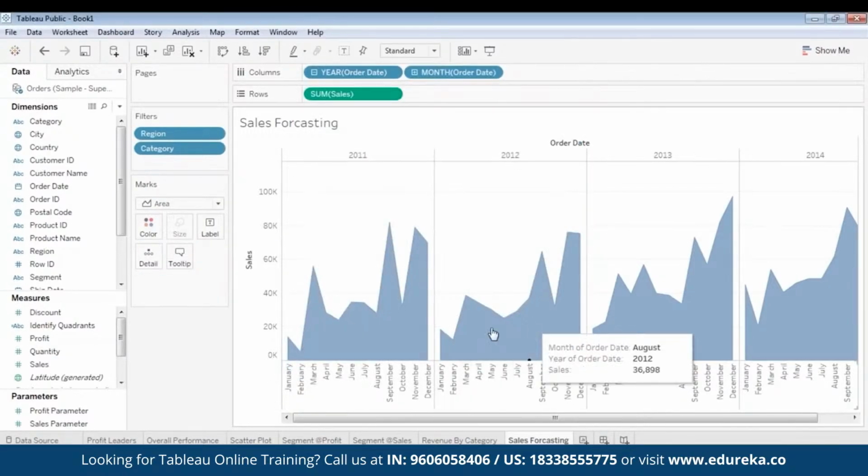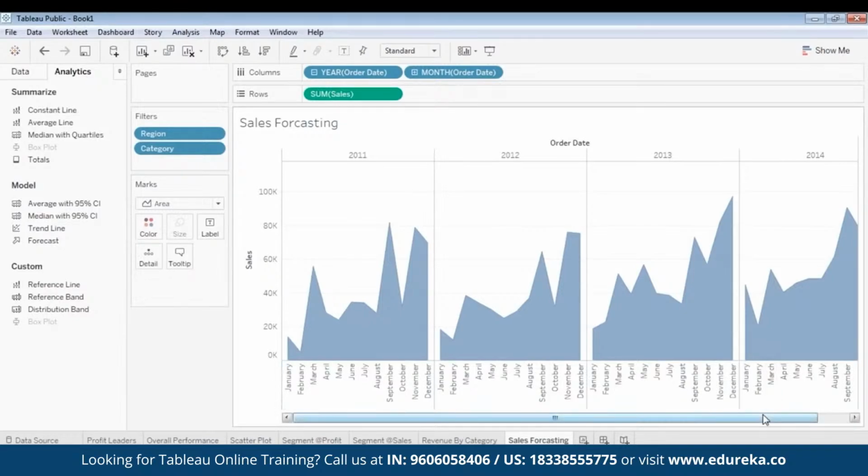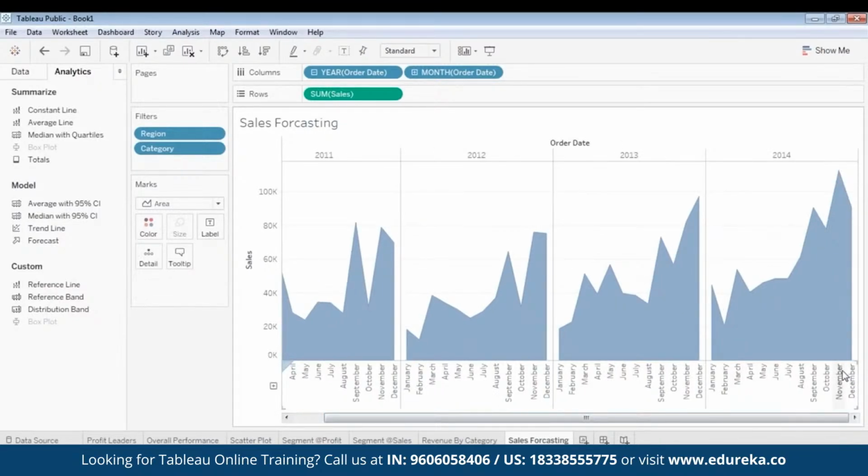Apply. Now the most important thing, go to analytics. Right now you can see the data of 2011, 12, 13, 14. Now you want to forecast for 15, how the next year will be depending on this data. This data is till, I guess, November 2014. So we have the data till November, and December as well actually.